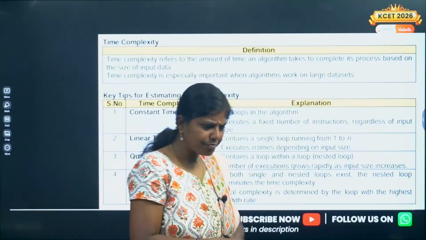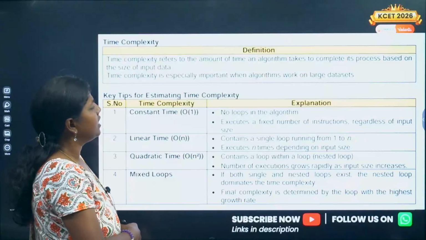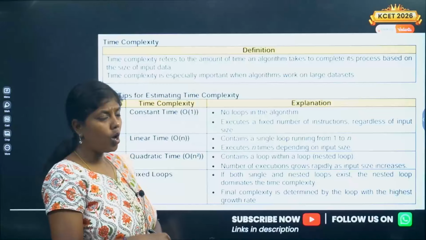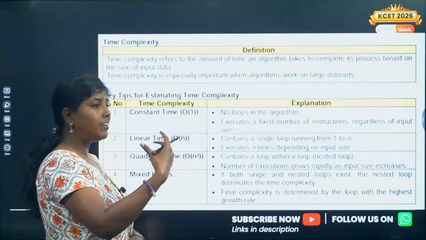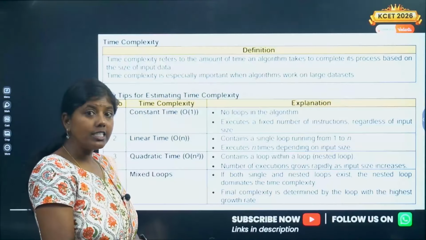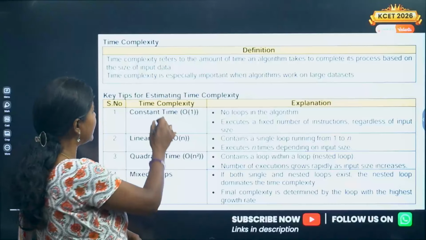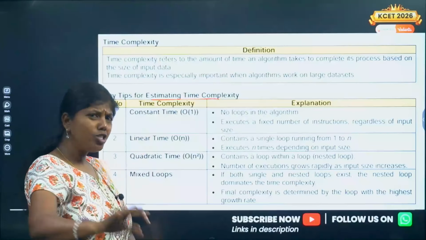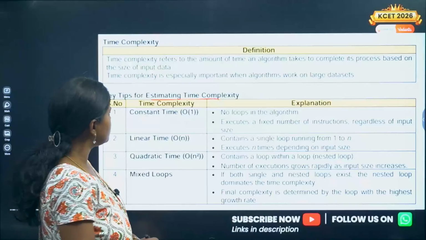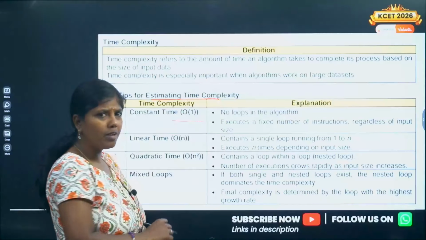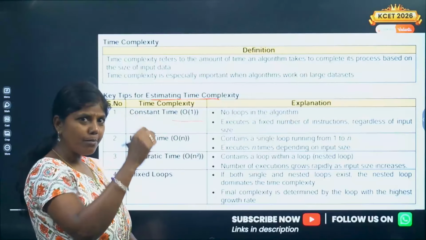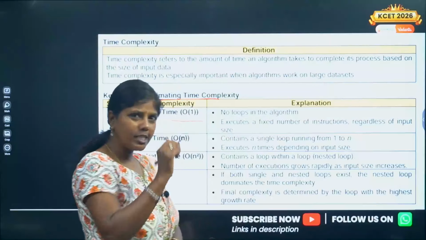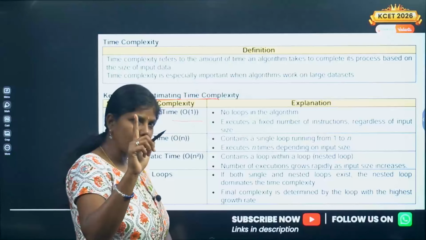If you have no loop in the algorithm, how do you identify the time complexity for a certain algorithm? That is what they have given here, estimating time complexity for a certain algorithm. If there is no loop in the algorithm, the time complexity is going to be 1. No loop means the number of instructions that will be executed is fixed regardless of the input size. It is fixed always, so the time complexity is 1.